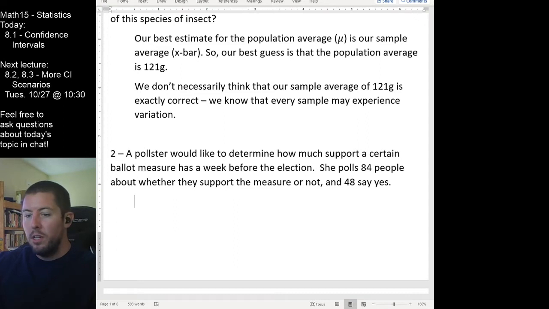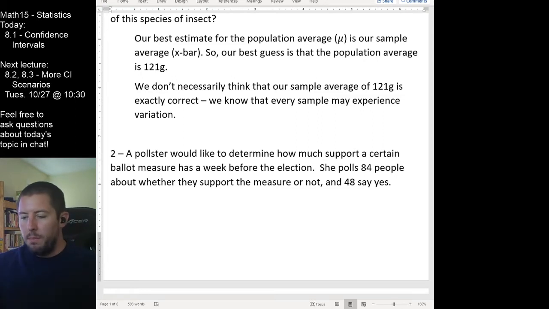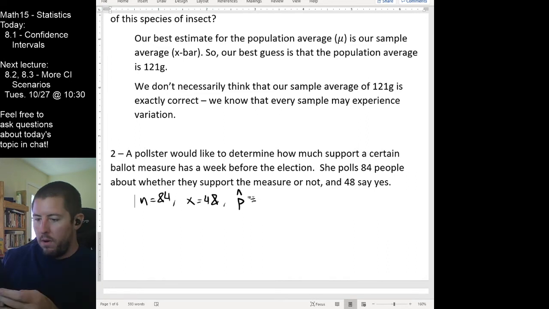This pollster wants to know about every person in the city that's going to be voting in this thing, but is trying to take information from just 84 people to get a bigger picture of what's going on in the entire city out there. So some things that I might say right here, by the way, are I'm identifying here that it looks like we sampled 84 people and that the number of successes was 48. And therefore, our sample proportion would be 48 divided by 84.